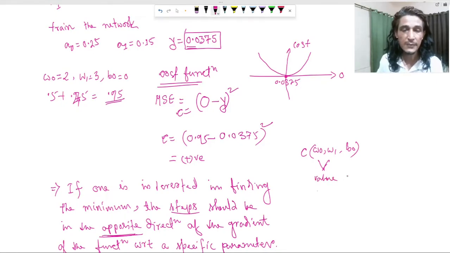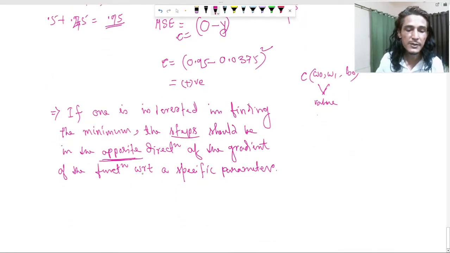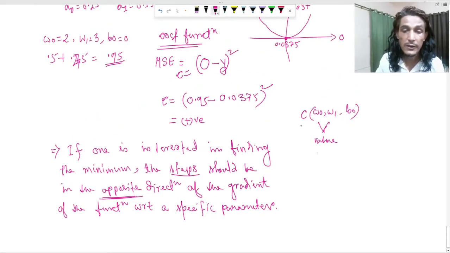Now what it says is that if we want to minimize the cost function, then in each step we take steps in the opposite direction of the gradient of the function with respect to a specific parameter. That is, if we compute the gradient of this cost function with respect to w0, with respect to w1, and with respect to b0, then we get the gradient of the function with respect to all these three parameters. Now, using gradient descent, we can subtract those gradients from the previous values to move one step closer to the optimal solution.